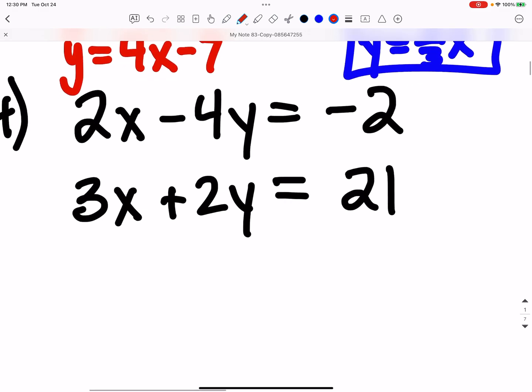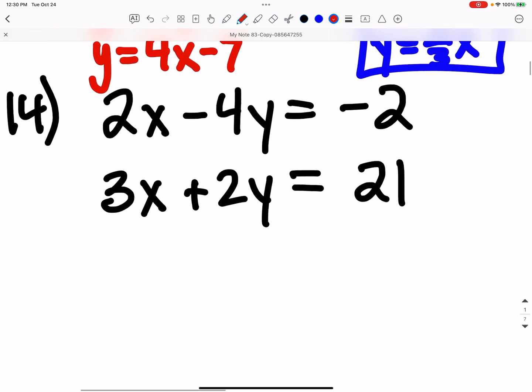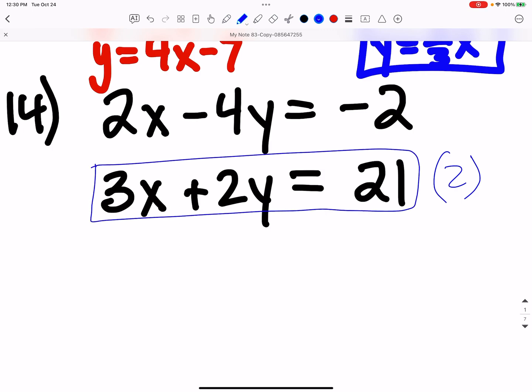Okay, over here, number 14, I need one of the columns to kill itself off. I could have the y's kill each other off if this was just twice as big. So I'm going to take this whole equation and make everything twice as big. So instead of 3x, 6x. Instead of 2y, 4y. Instead of 21, I've got 42.